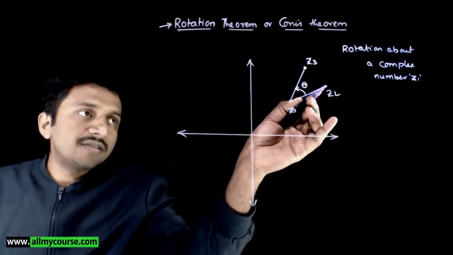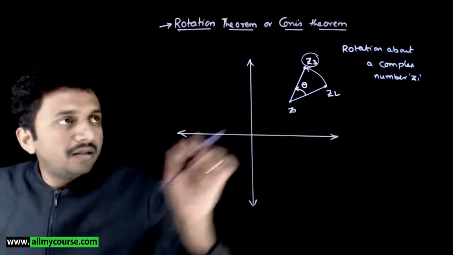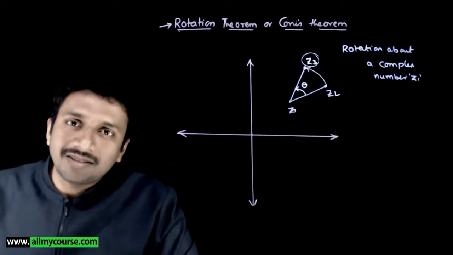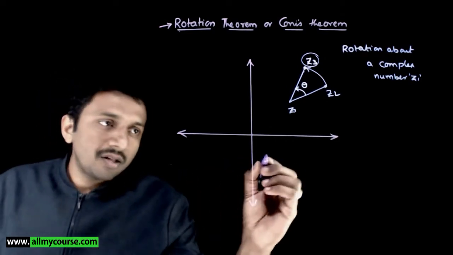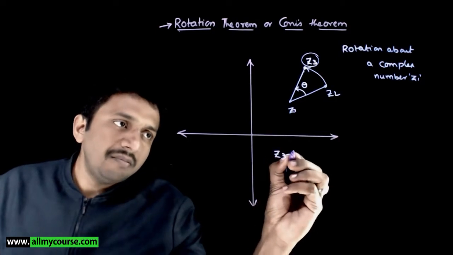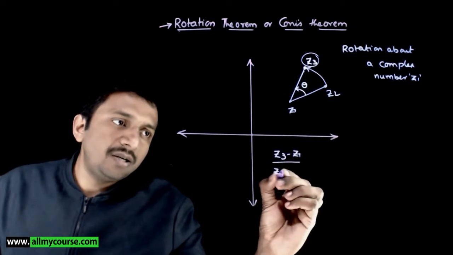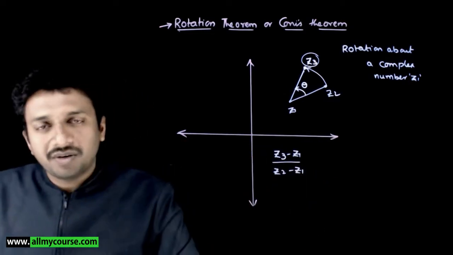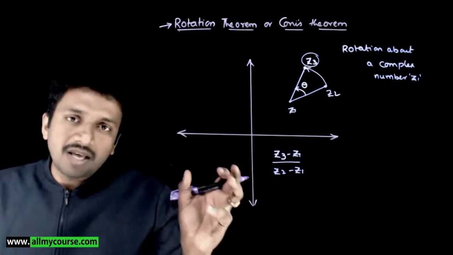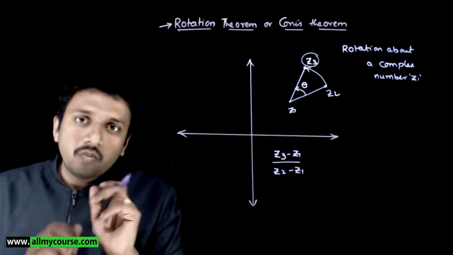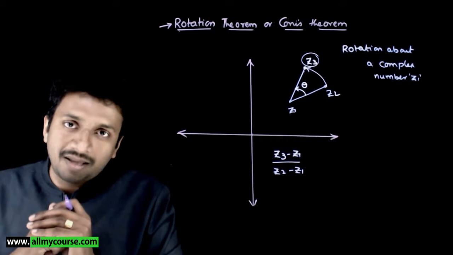So once you rotate this, assume that you have reached a point z3. So what is z3? That's the question. To understand this, let us consider the complex number (z3 minus z1) by (z2 minus z1). So let us consider this complex number. What can you say about the magnitude of this? What can you say about the argument of this? These are the two things that I'm going to analyze.